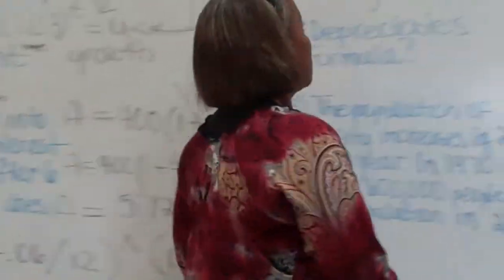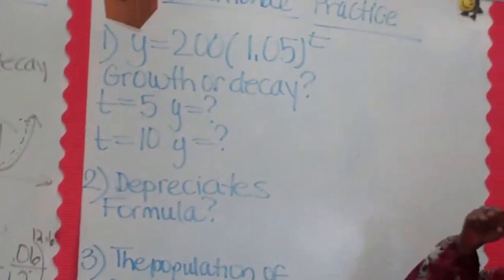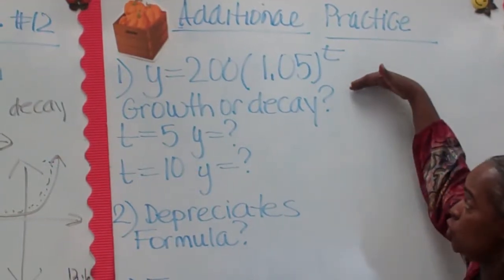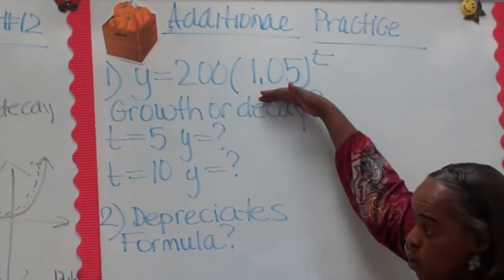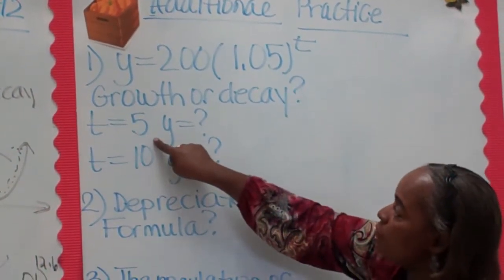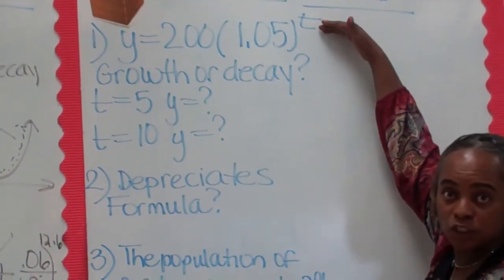All right, now let me call your attention to this problem. Number 1, you're given the formula again. Immediately now, you should be thinking this is a growth. It's over 1. Now, if I wanted to plug in a t, it says t equals 5. What is y? So I put my 5 in. I can punch it in.